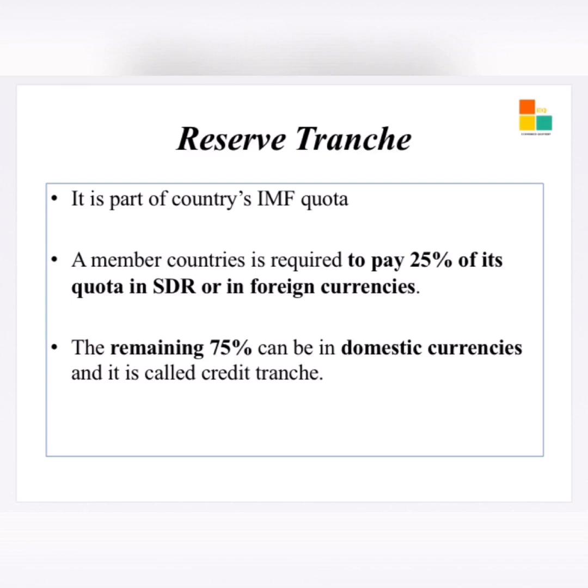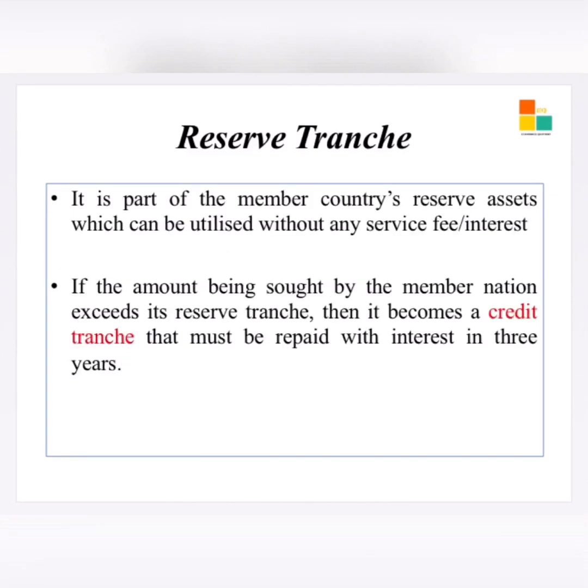That foreign currency component, the 25% of its quota that member countries pay, is called the reserve tranche position. This reserve tranche, or 25% of its quota, the member countries can withdraw or utilize at any time without paying any interest or service fee to the IMF. If the amount sought by the member countries exceeds its reserve tranche, then the member countries must repay that amount with interest in 3 years.